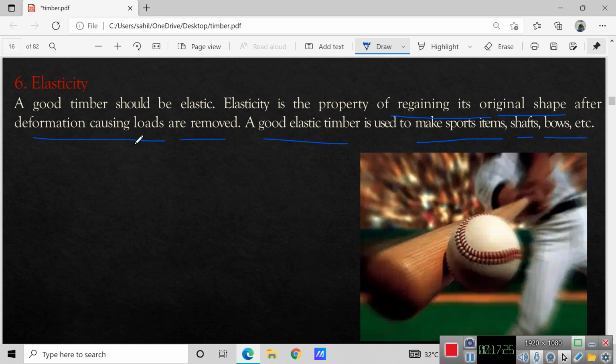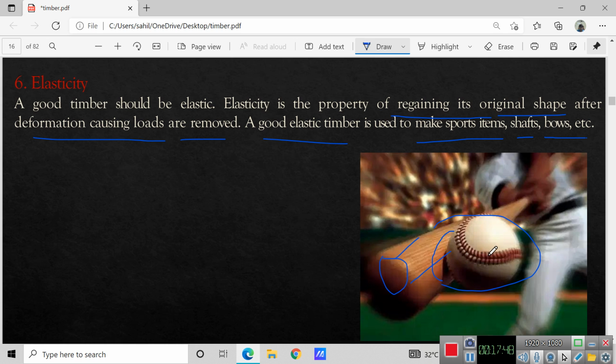Elasticity is basically the property which suggests that after the load is removed from the wood, it gains its original shape and size. Now here you can see a baseball bat striking a baseball. This wood must be elastic, otherwise it would fail.